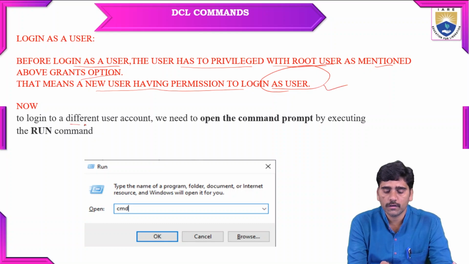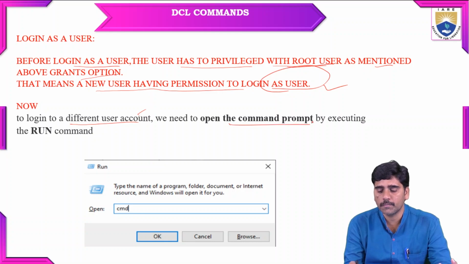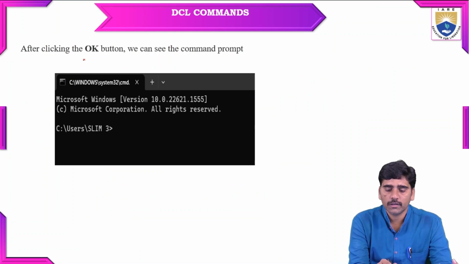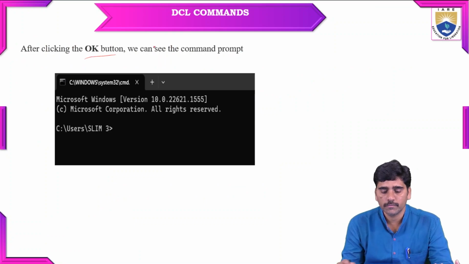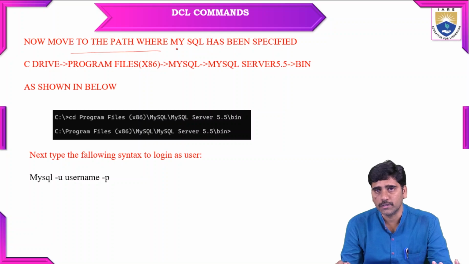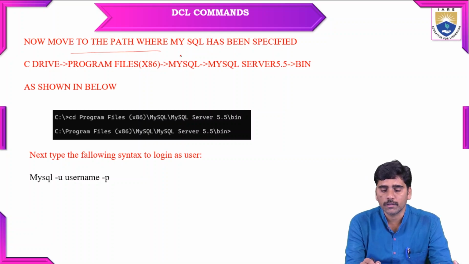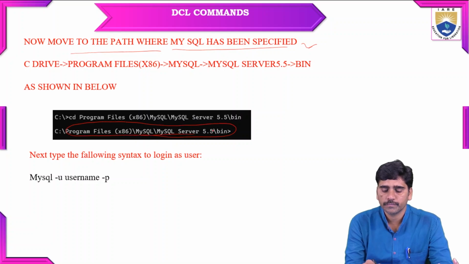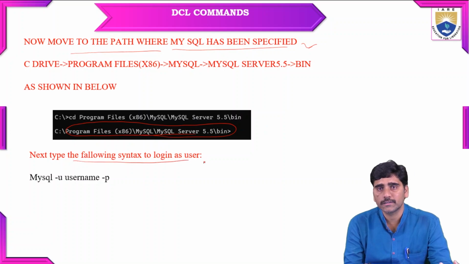Now to log in to a different user account, we need to open the command prompt by executing the run command. After executing the run command, type cmd and click on OK. After clicking on OK, we can see the command prompt like this. After this, we need to move to the path where MySQL has been installed, as shown below.